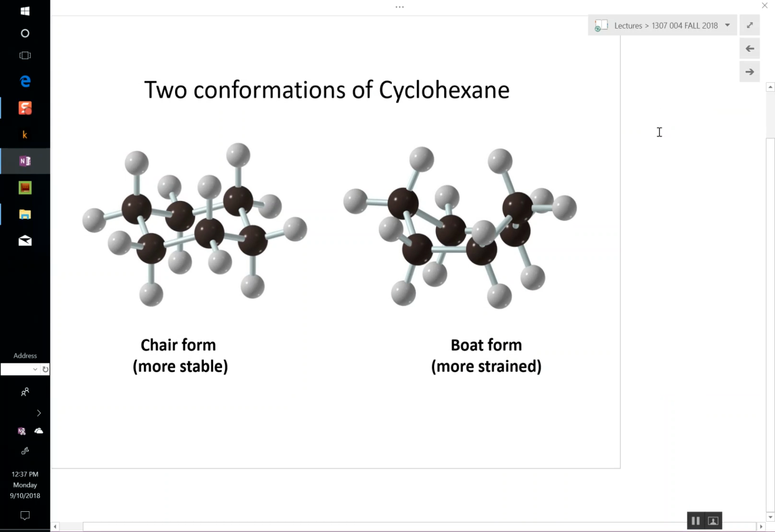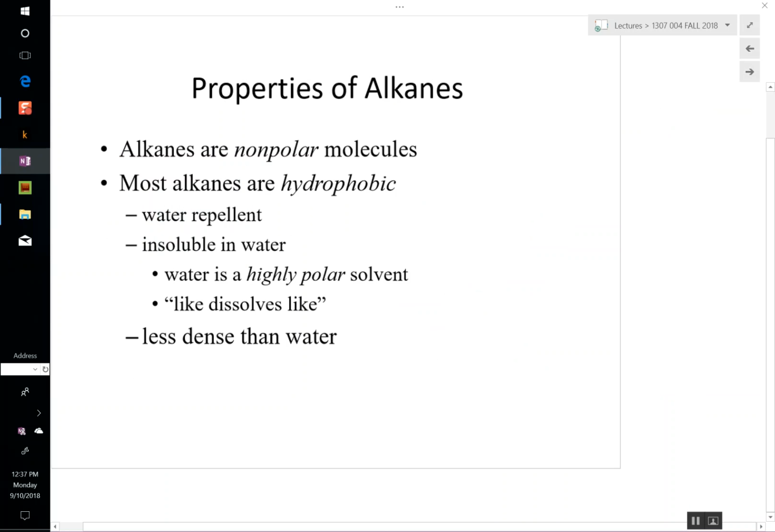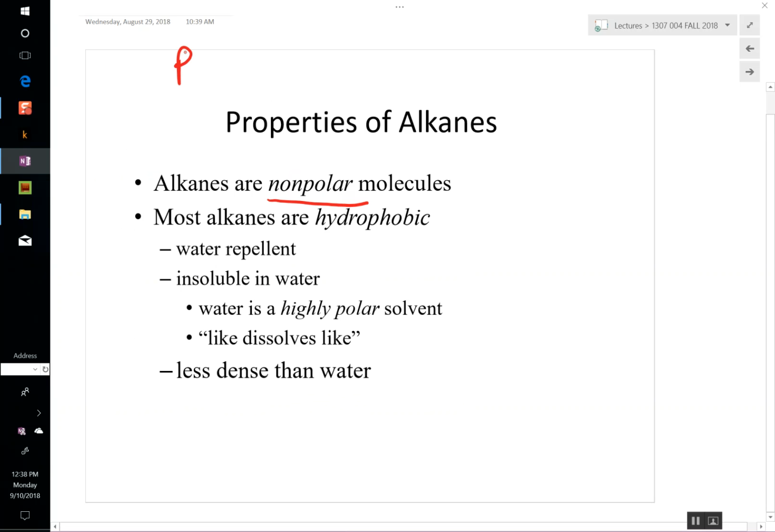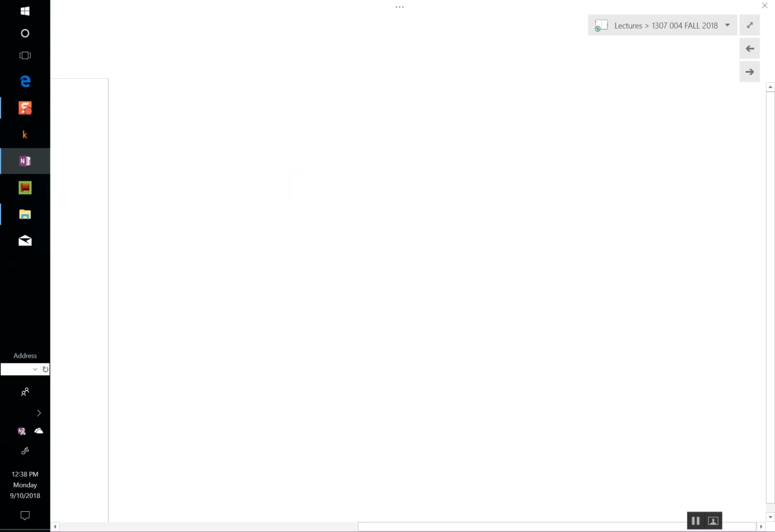All right, properties of alkanes. They are hydrophobic. They are non-polar. Now, to understand non-polar, you have to understand polar. To understand polar, you need to take Chemistry 1305, which you did, right? Okay. So if you didn't understand it in Chemistry 1305, let's just mention it real quickly.